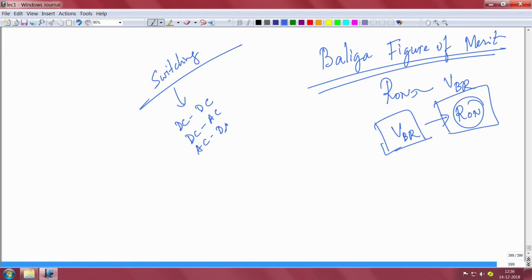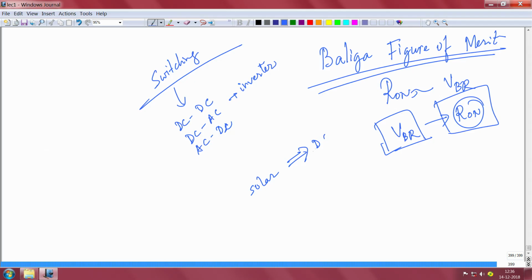Okay, DC to AC, by the way, is called an inverter in the application. The inverter that you have at home converts the energy in a battery to AC, because your table fan and fans and everything runs on AC energy. Similarly, sunlight, solar energy is DC. Solar energy is DC, right?